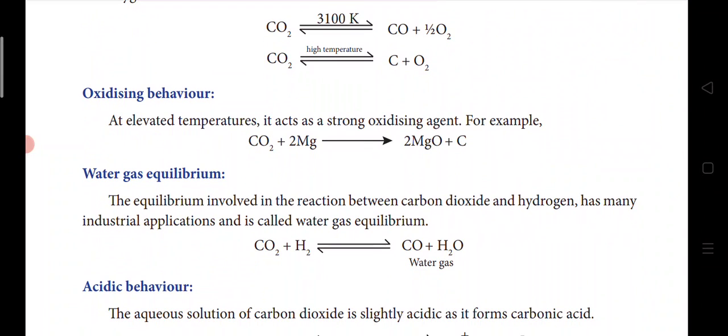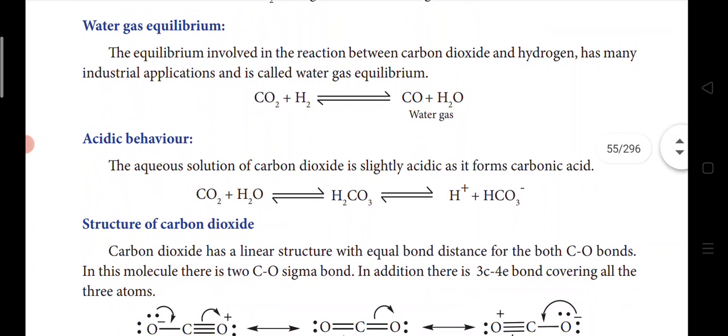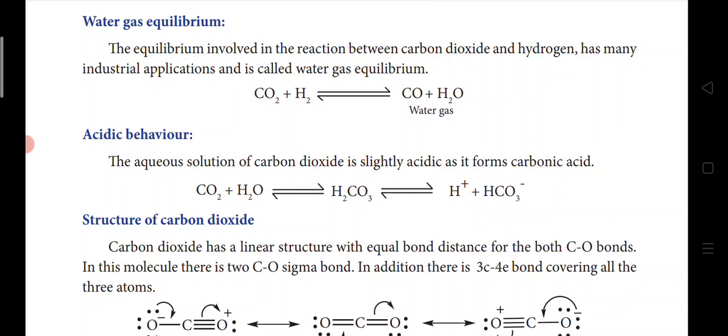And its oxidizing behavior: at elevated temperature, it acts as a strong oxidizing agent, that is, carbon dioxide will donate oxygen to the metal to form a metal oxide. And the water gas equilibrium, this equilibrium involved in the reaction between carbon dioxide and hydrogen, has many industrial applications. So we call this the water gas equilibrium. Already in the hydrogen lesson we studied this. Carbon dioxide and hydrogen react to give water gas, that is, a mixture of carbon monoxide and water.